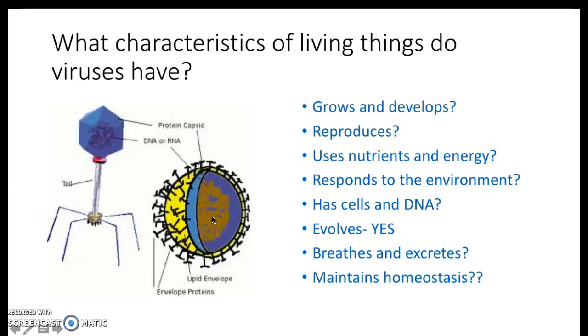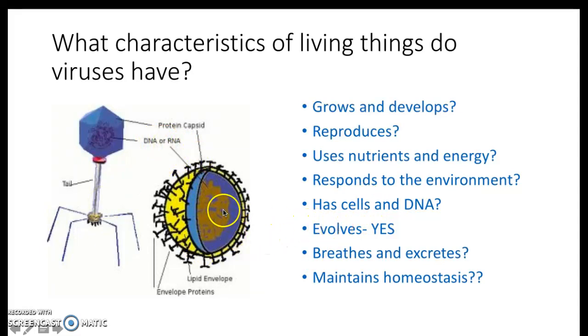For example, they need protein. We eat protein, and then they'll use the bits of protein in us to make more of themselves. Respond to the environment. They would be able to travel more easily if you sneeze them out. Once they're inside a cell, they are going to respond to your cell. So it kind of has cells and DNA. Well, they definitely don't have a cell, but they use our cells, and they definitely do have DNA or RNA. So they have some kind of directions.